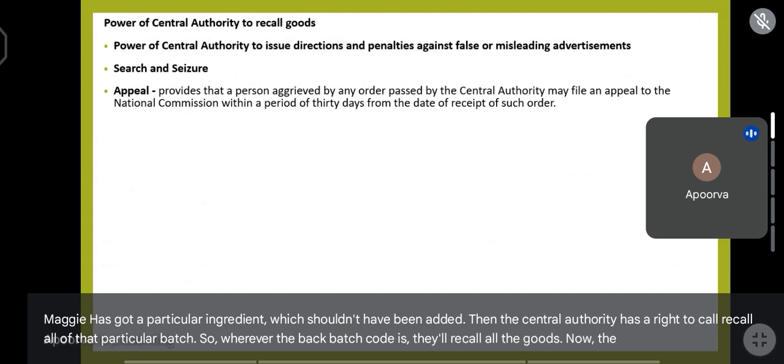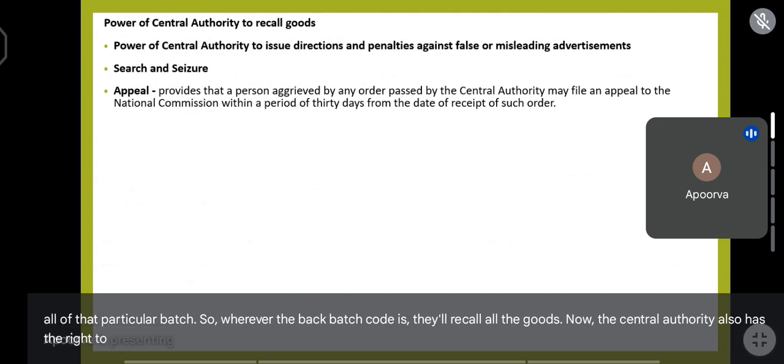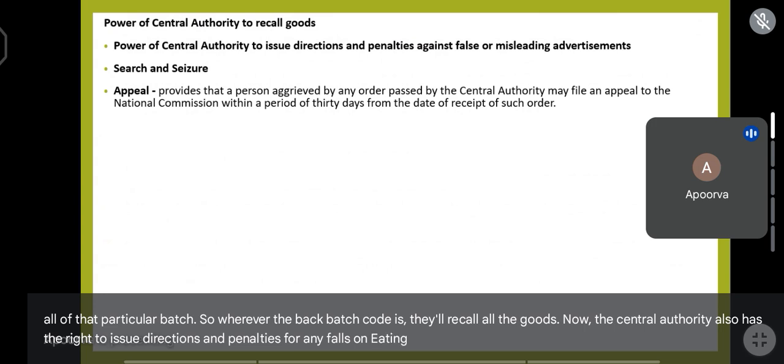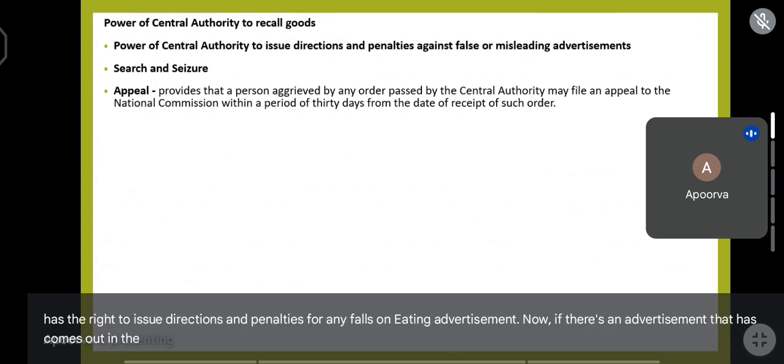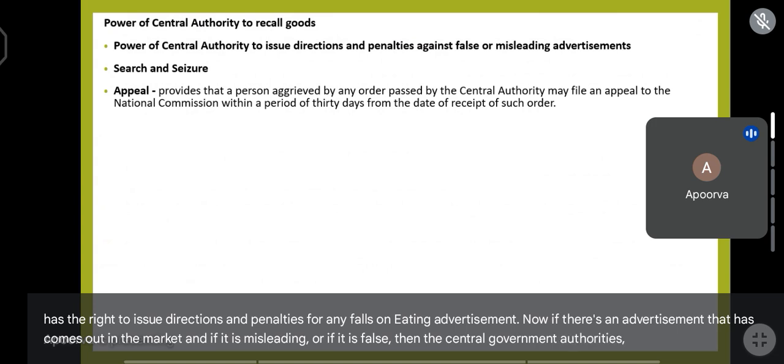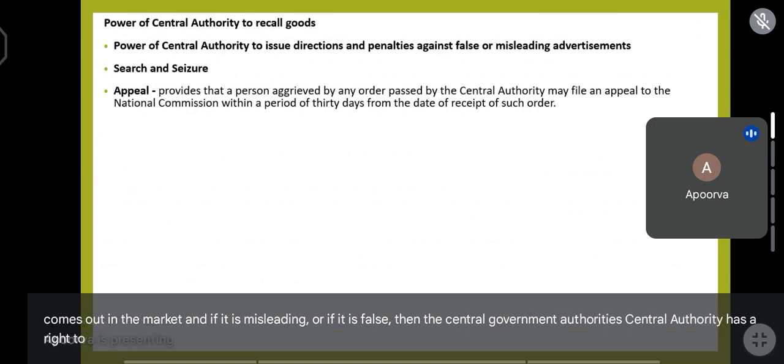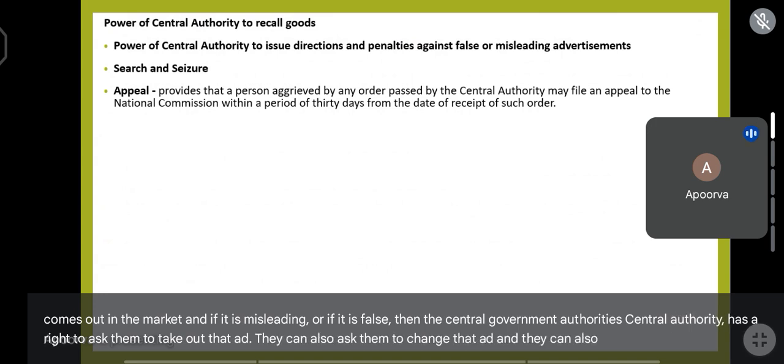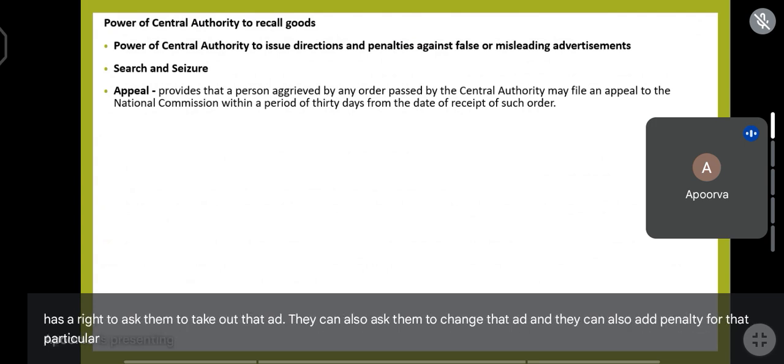Now the central authority also has the right to issue directions and penalties for any false or misleading advertisement. Now, if there's an advertisement that has come out in the market, and if it is misleading or if it is false, then the central authority has a right to ask them to take out that ad. They can also ask them to change that ad, and they can also add penalty for that particular advertisement.